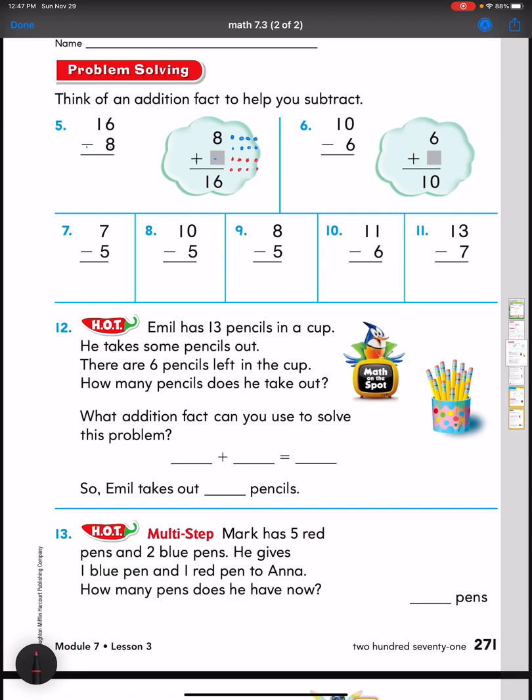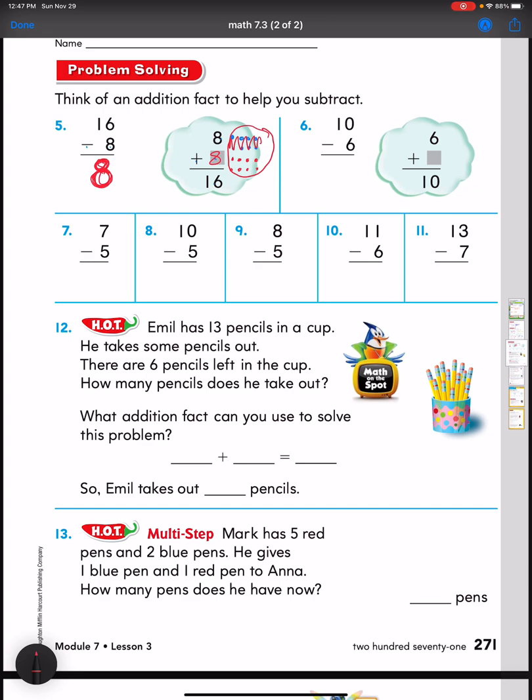So what did I add? I added 8. 8 plus 8 equals 16. That means 16 minus 8 will equal 8. Be sure to write your number over here so that way your problem is counted correct, because that's what it wants us to do. It wants us to solve this subtraction problem using addition.